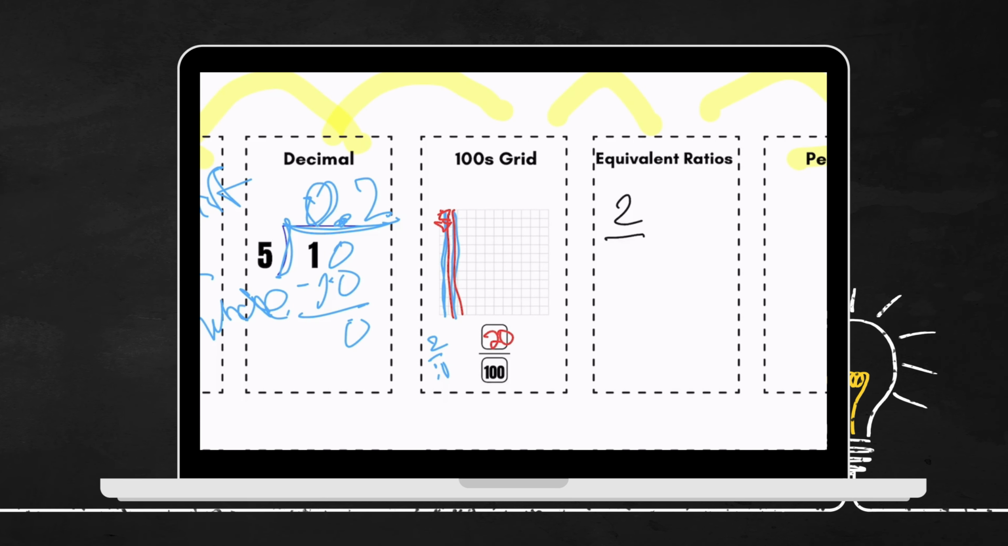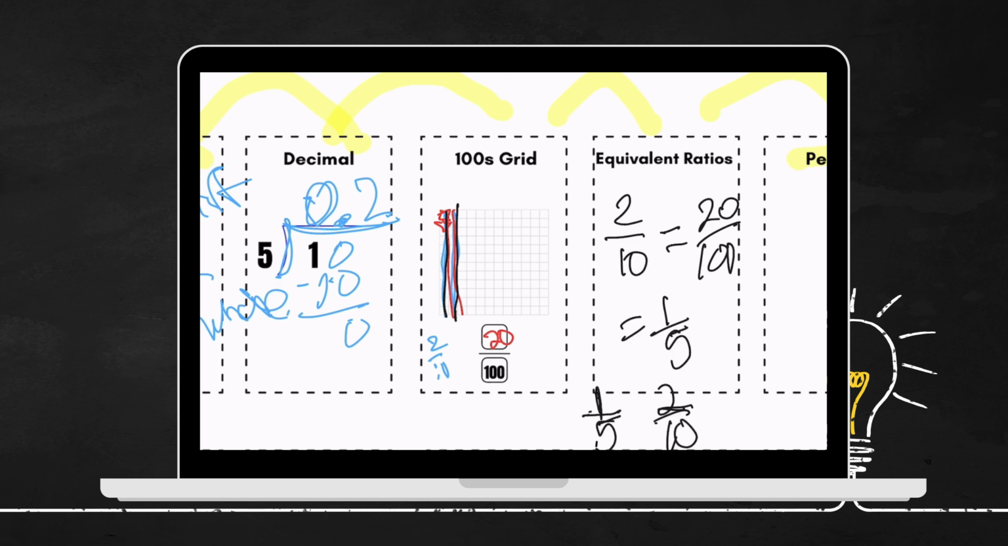We have 2/10, because I'd have two strips of 10, is also equivalent to 20 hundredths, which is also equivalent to our starting fraction 1/5. When we talked about equivalent ratios, we talked about what that progression looks like, which you can create by multiplying or dividing the numerator and the denominator by the same number, and we can see that pattern here when we go from 1/5 to 2/10 to 20 hundredths.